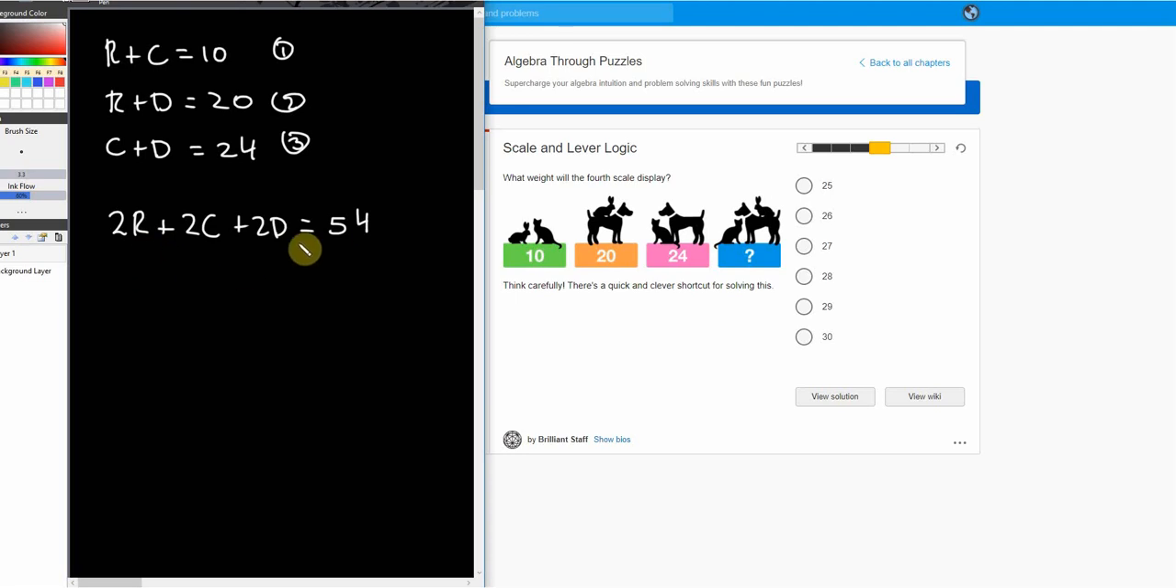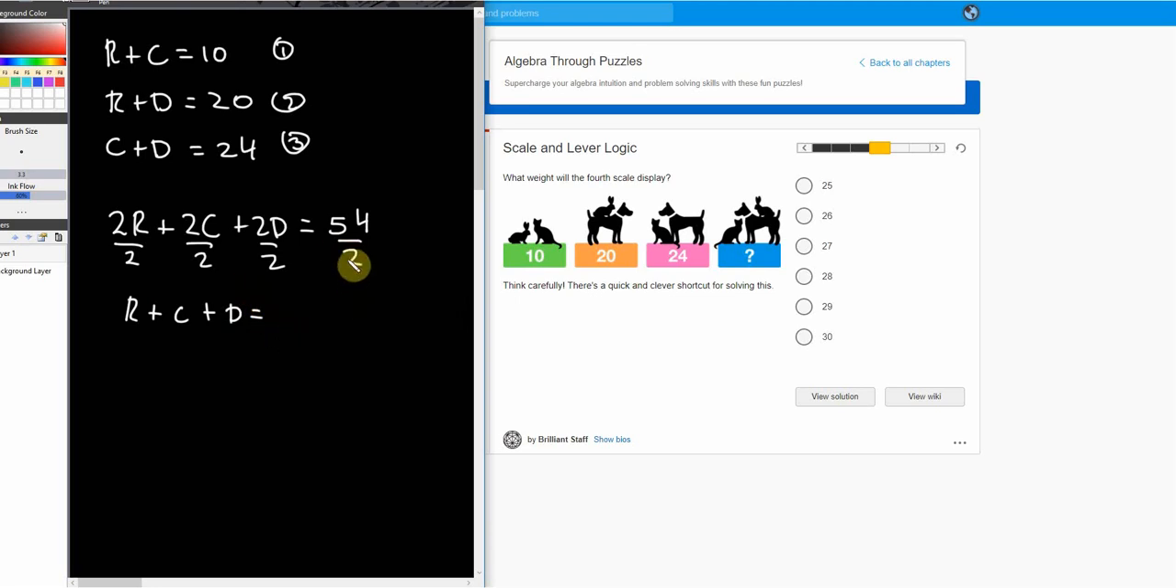And then we want to find the weight for just one. So here's the weight if we had 2 rabbits, 2 cats, and 2 dogs. It's going to be 54. We just want 1 rabbit, 1 cat, 1 dog, so we can divide this entire thing by 2. That's going to leave us with R plus C plus D.